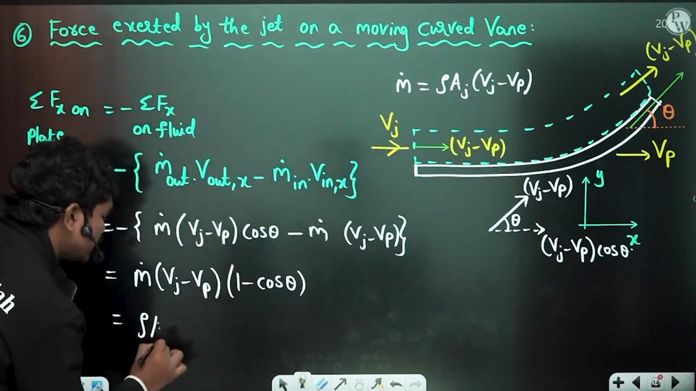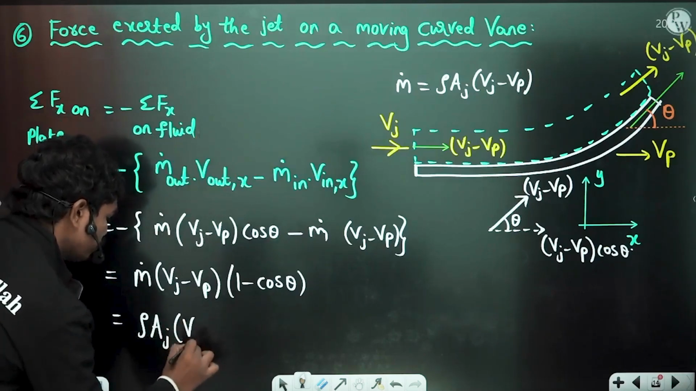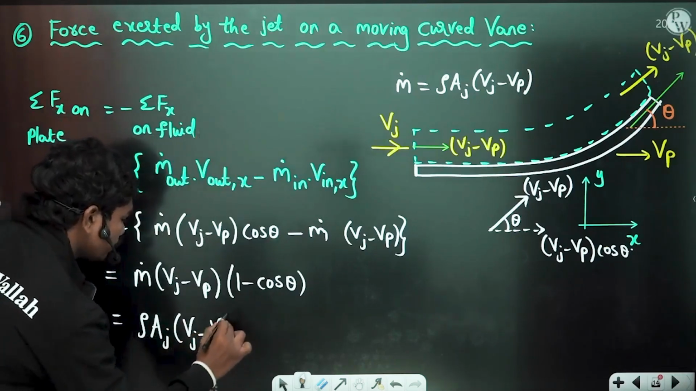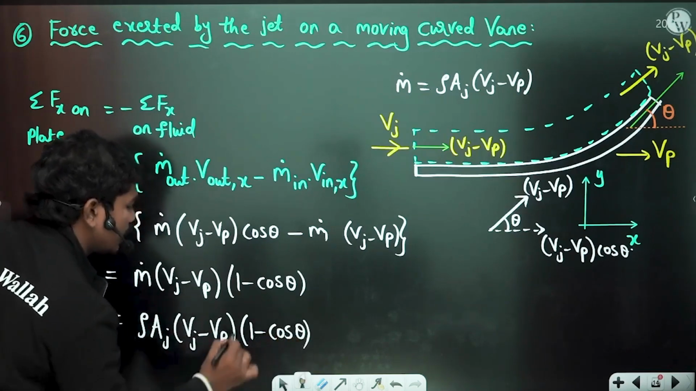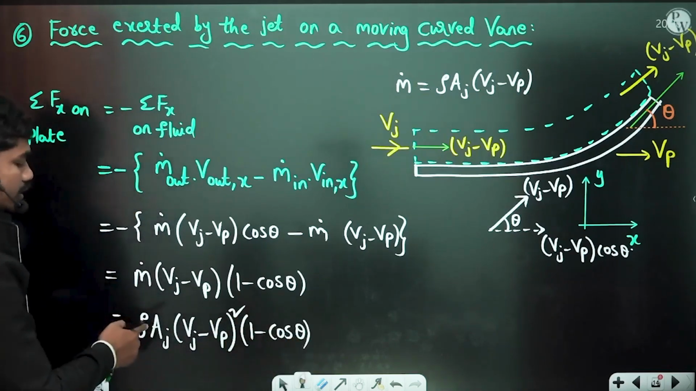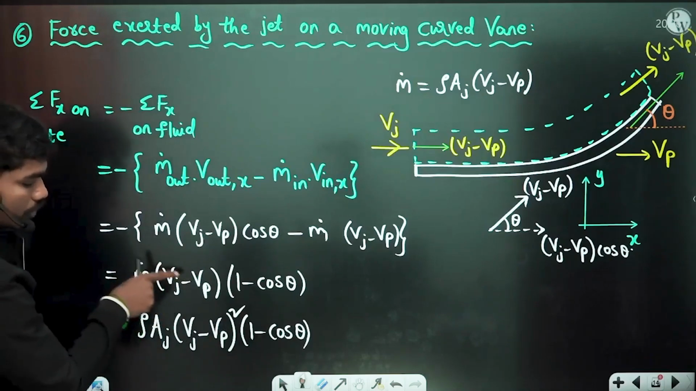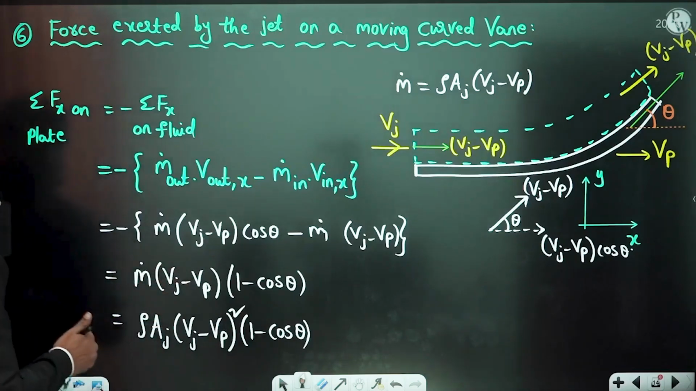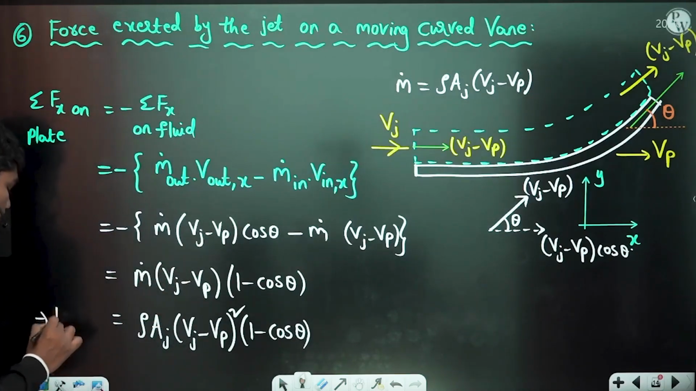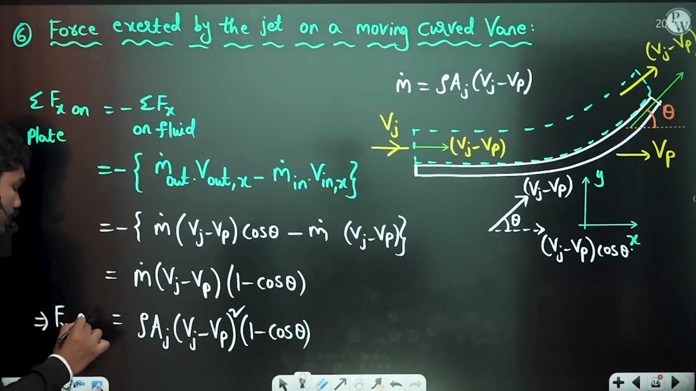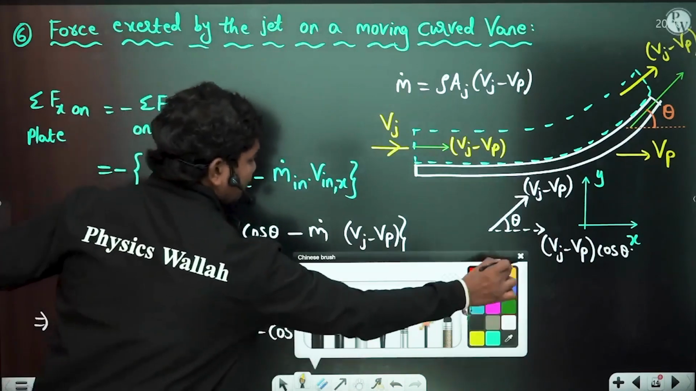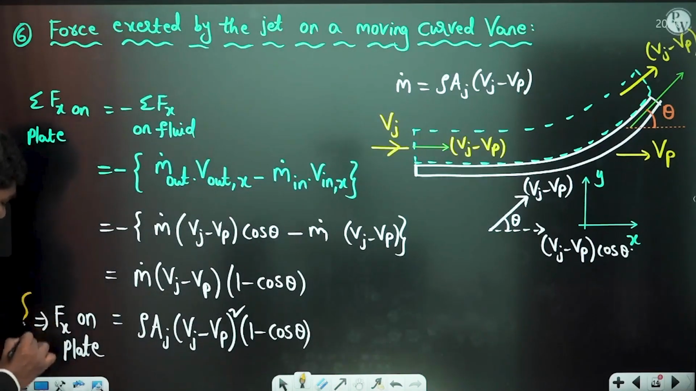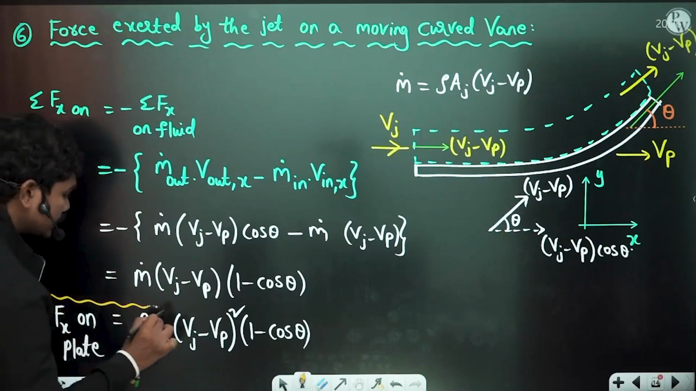So rho Aj times Vj minus Vp times 1 minus cos theta, squared, because rho Aj Vj minus Vp and one more Vj minus Vp is there. That's why this Fx, the force acting in the x direction on the plate, is equal to this value. So this is the force acting on the plate in the x direction. Clear?